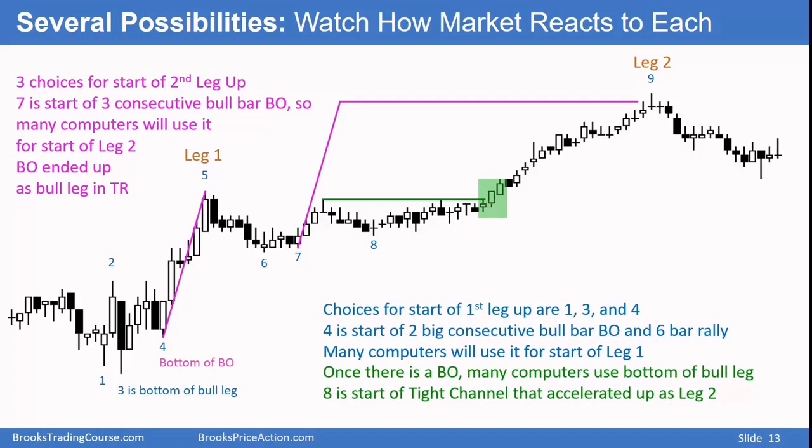Bull breakout, follow through. Maybe this is the start of the bull trend for leg 2. Other computers will say that. And I look at all the possibilities and I watch how the market reacts.